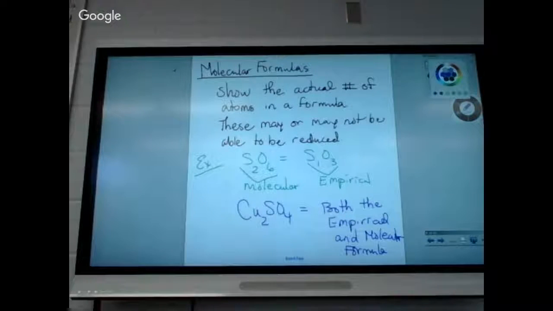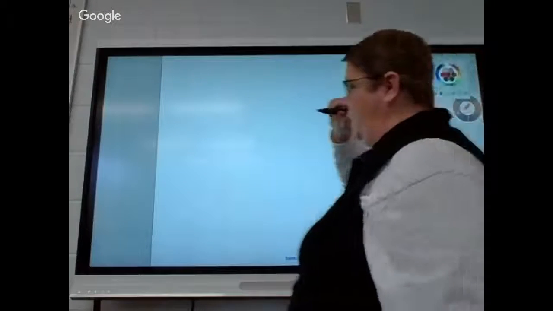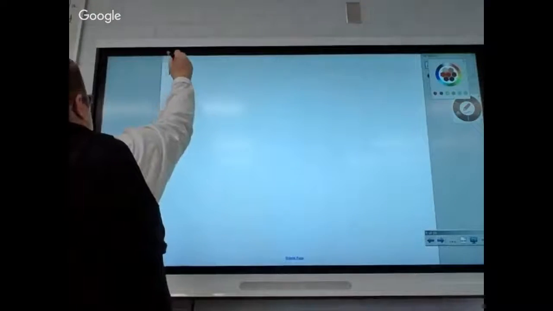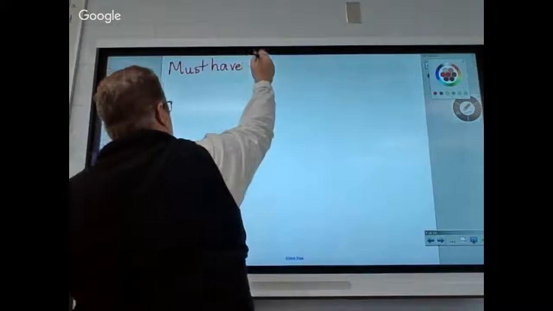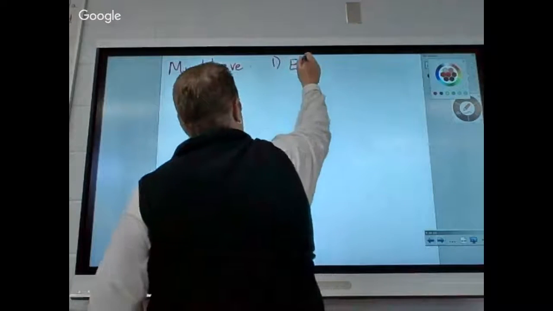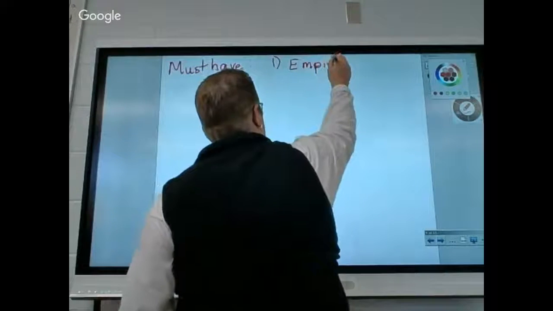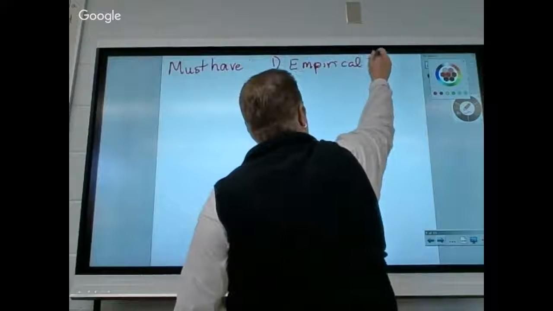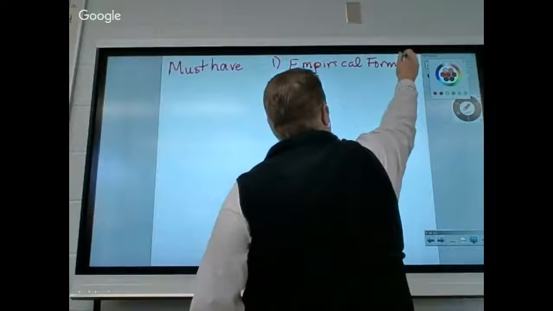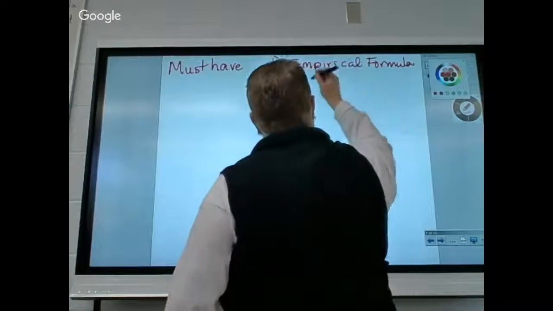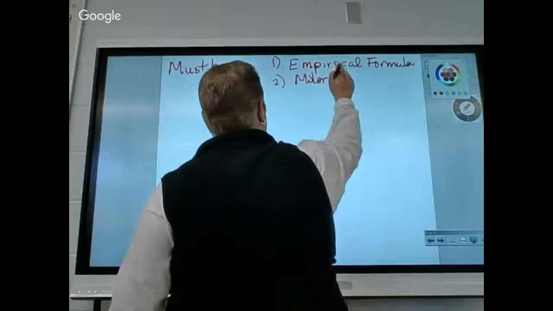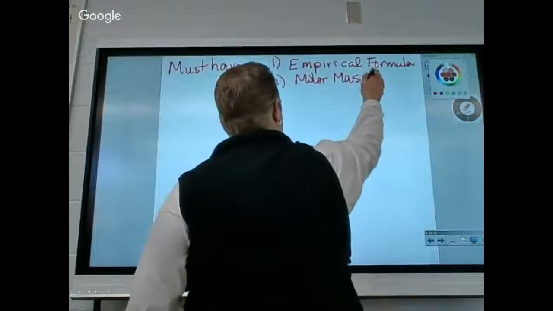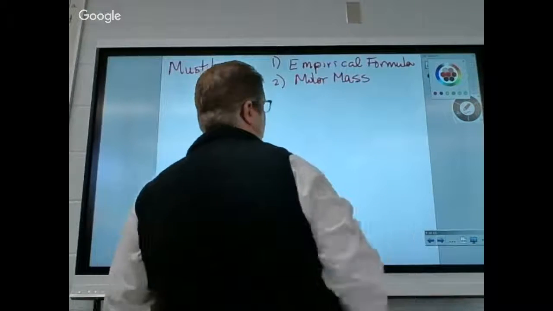So the steps for this one, I'm going to show a little bit different. First of all, you need two things. You must have, one, the empirical formula. And two, you have to have the molar mass. The molar mass just flat out has to be given to you.